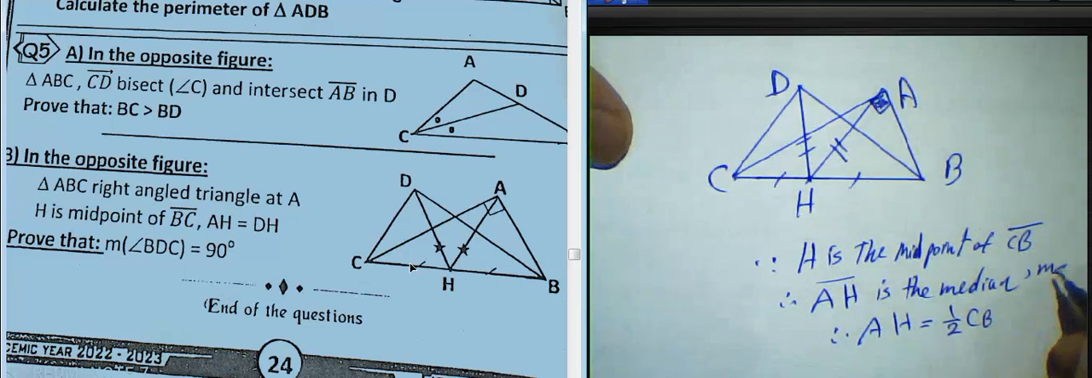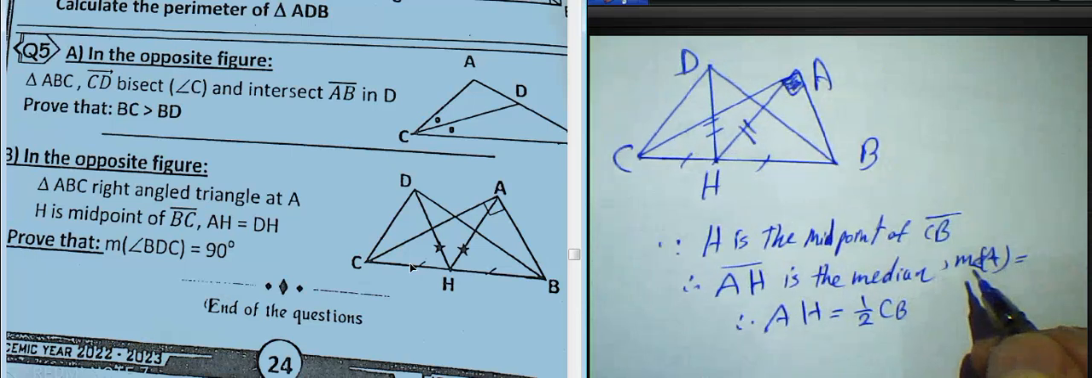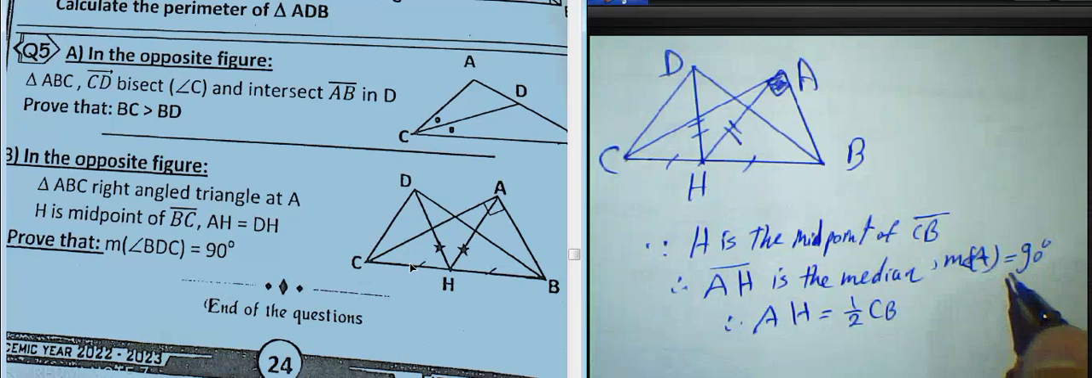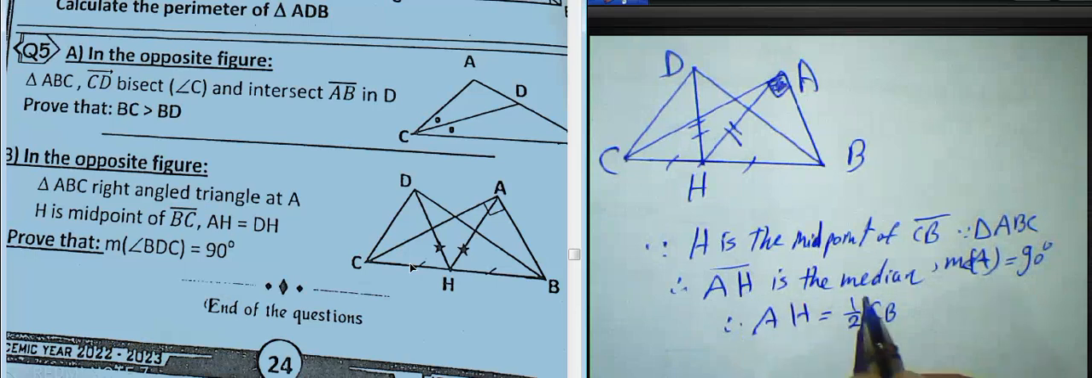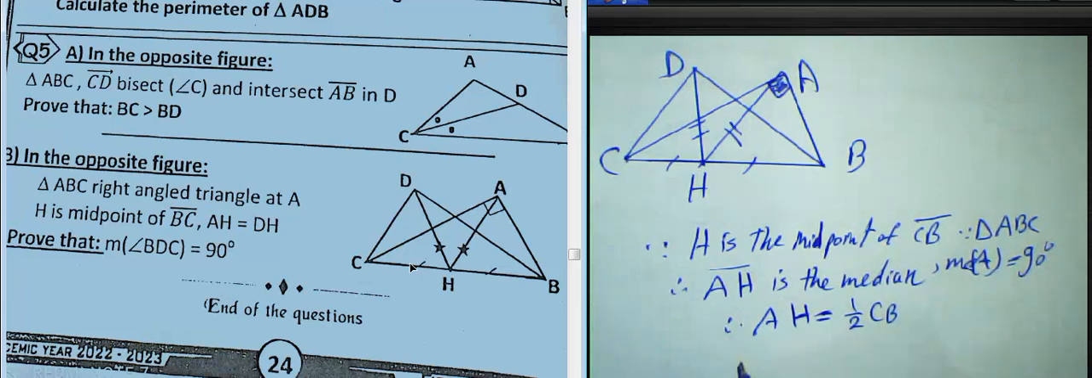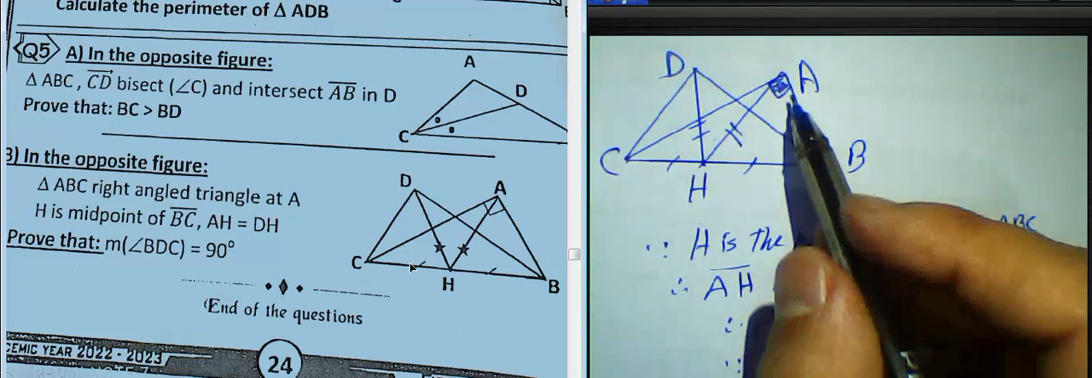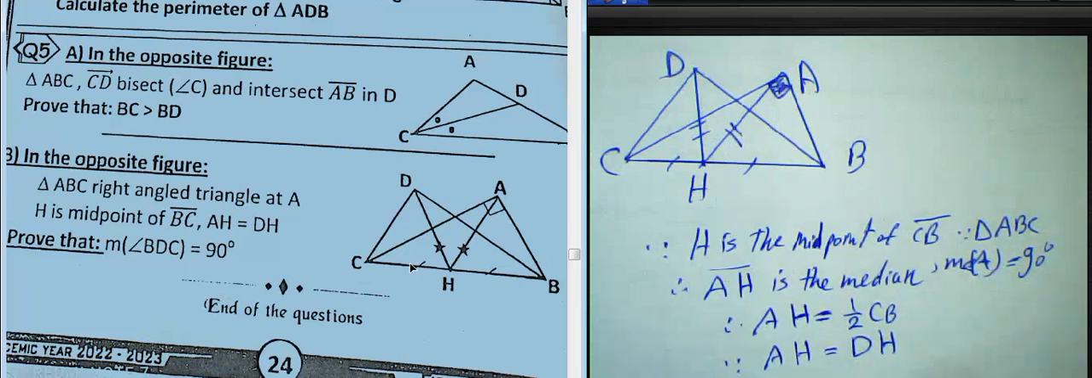Why? Because the measure of angle A equals 90 degrees. He gives us the measure of angle A equals 90 degrees. In triangle ABC, AH is the median, and the measure of angle A is 90 degrees, and then AH equals half of CB. And he gives us AH equals DH, so DH will be equal to half of CB.